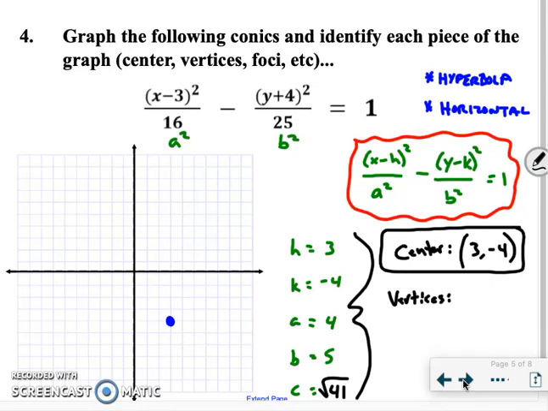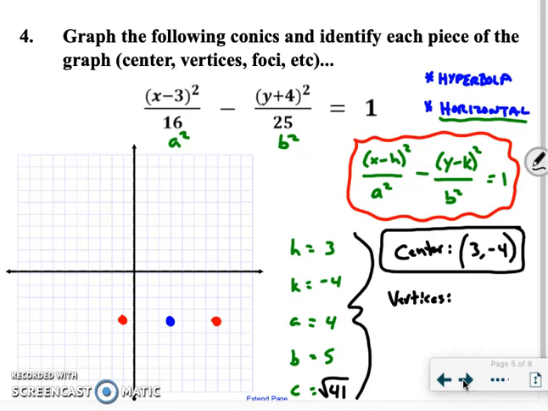So the vertices are going to be located 8 units away from the center. But this is where it became absolutely essential that we correctly identify this as horizontal. If we accidentally thought that this was vertical, then I would find myself putting the vertices 4 units above and below the center point, but that would be incorrect. Again, we know that if it's horizontal, I'm going to count to the left 4 units and put my first vertex. I'm going to count to the right 4 units to put my second vertex.